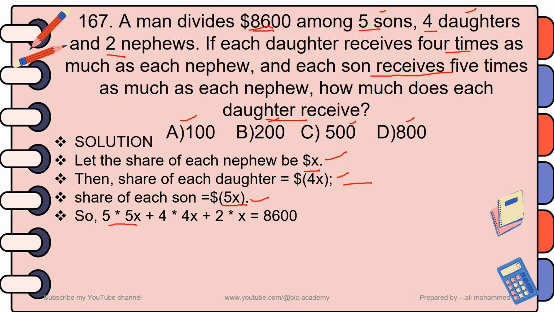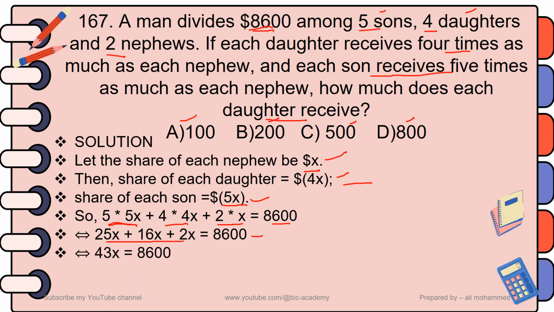You can write this as such. 5 times 5X, which is the share of the total sons, plus 4 times 4X, which is the share of the 4 daughters, plus 2 times X, which is the share of the 2 nephews, is equal to $8,600. 5 times 5X is 25X, 4 times 4X is 16X, and 2 times X is 2X. So 25X plus 16X plus 2X is equal to 8,600. Adding, 25X plus 16X plus 2X is equal to 43X, which is equal to 8,600.